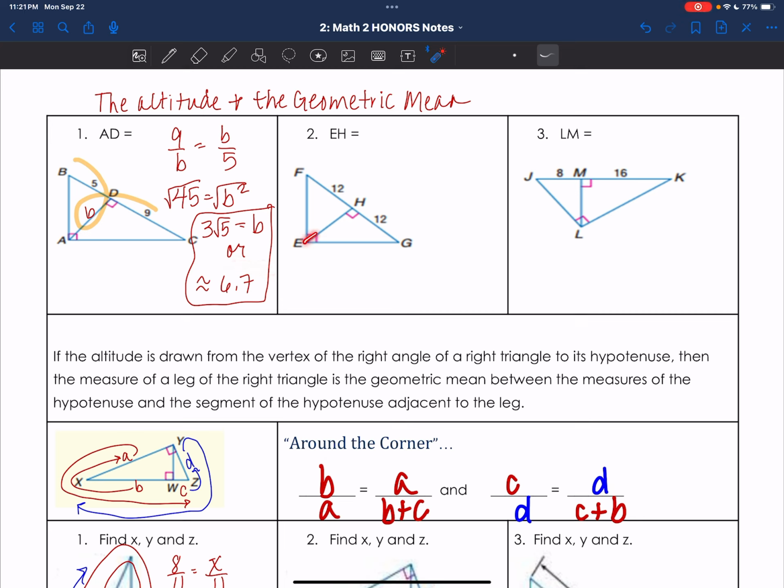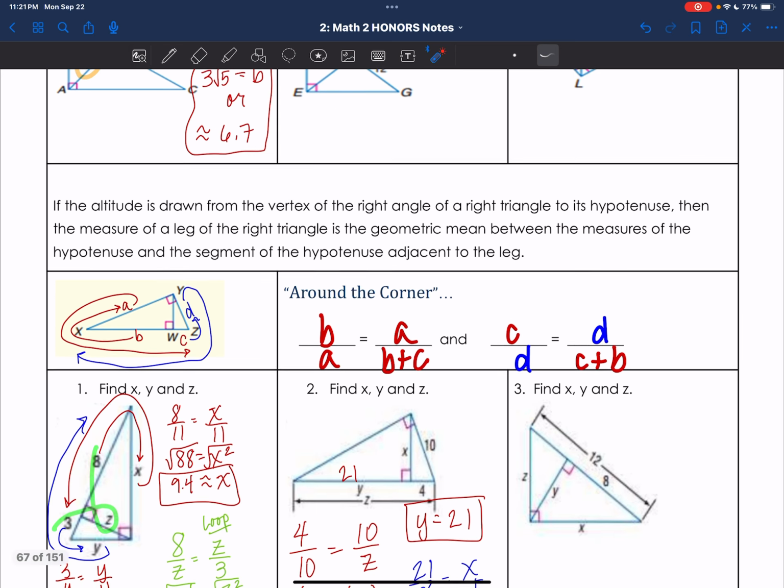So I want you to go ahead and find EH. And again, you can do your little loop-de-loop here if you'd like, and set up your proportion to solve. Here you're going to find LM, so again, you're going to do your loop-de-loop. So it'd be 16 over this equals this over that. So go ahead, find that, and simplify.